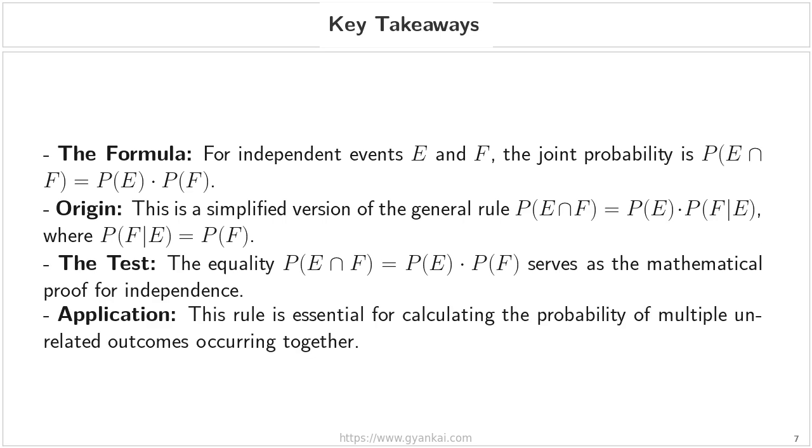Finally, think about the practical application. This rule is an essential tool in your mathematical toolkit. It is the go-to method whenever you need to calculate the probability of multiple, unrelated outcomes occurring simultaneously. That concludes our lesson on the multiplication rule for independent events. Great job following along today.